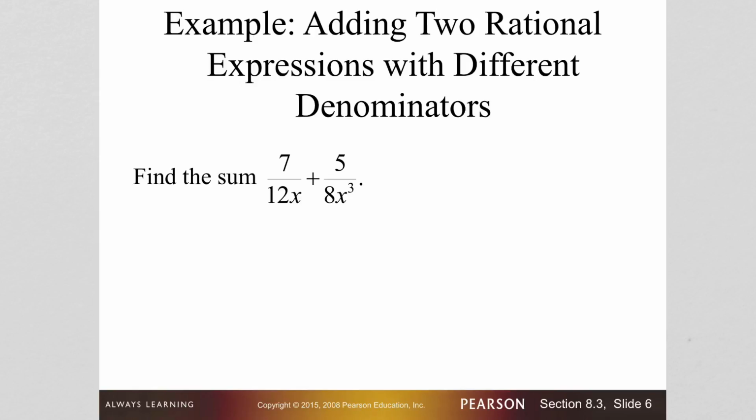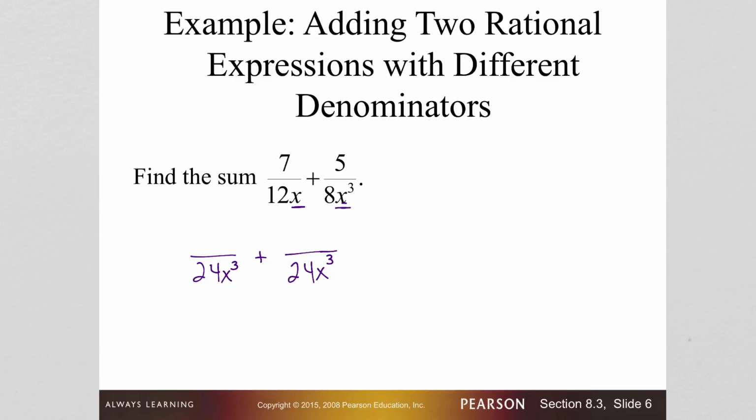Alright, so take a look at this problem now. We don't have a common denominator anymore. So you might want to ask yourself, what did 12 and 8 have in common? What's the smallest number that both of them will go into? And that is 24. Now, look at your x's. I can't turn x to the third into something smaller, but I can turn this into something bigger. So our x term needs to be x to the third power.